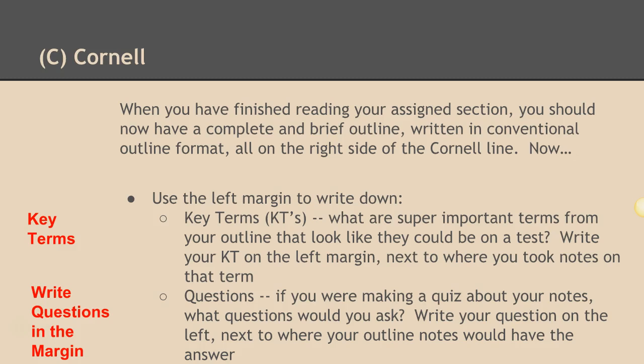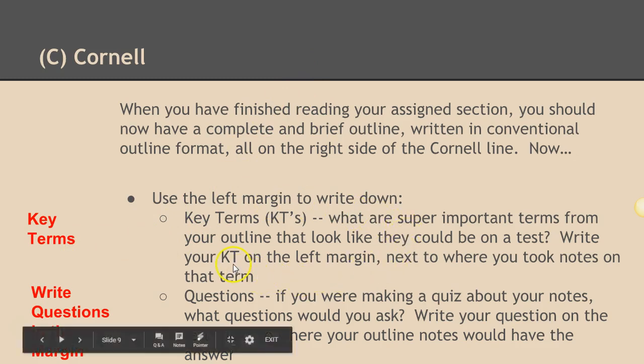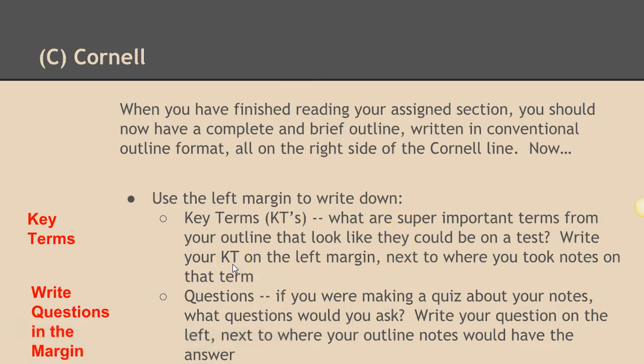What it means to Cornell is to use your left-hand margin to pull out key terms. For example, in your outline notes, where are the key terms that look like they could be on a test? Generally, these were bolded in the book, people's names, terms. You're going to want to write these key terms on the left margin, right next to where you took the notes on that term.